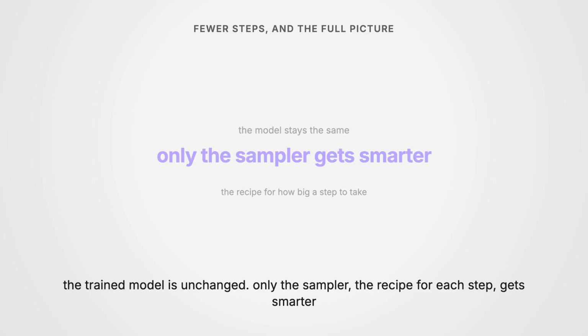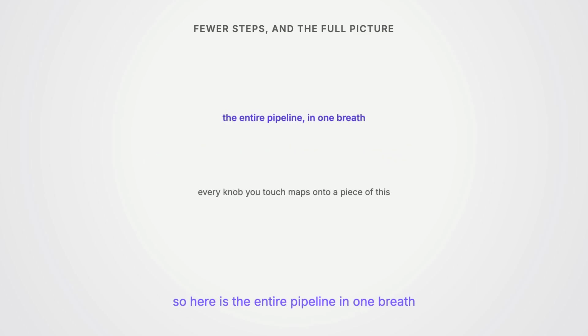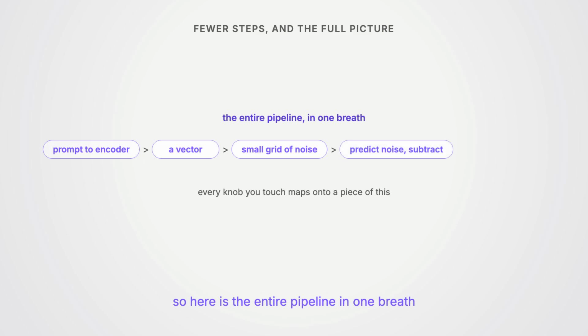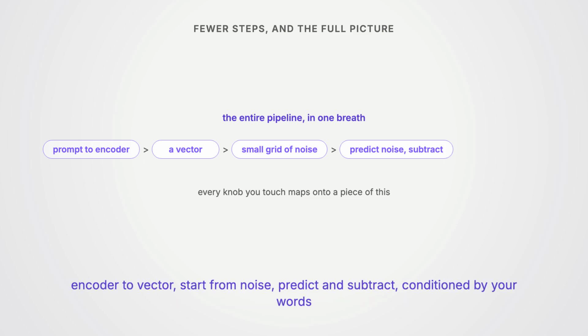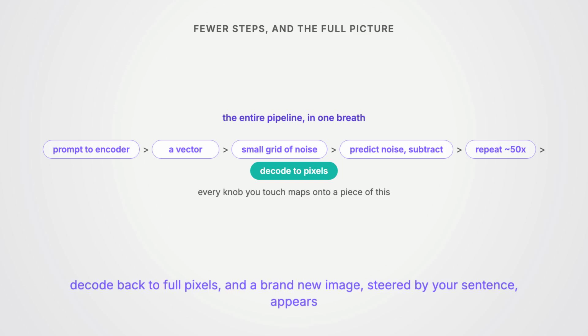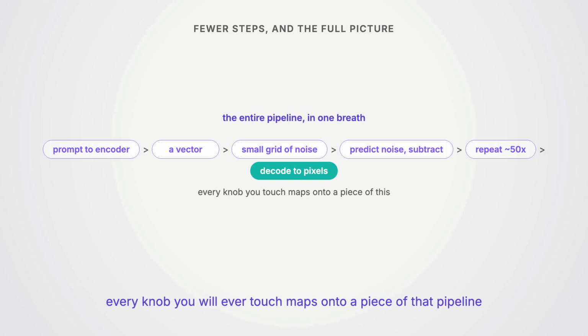So here is the entire pipeline in one breath. Your prompt goes into a text encoder, becoming a vector. You start from a small grid of random noise. The denoising network predicts the noise at this step, conditioned on your words through cross-attention, sharpened by guidance. A slice of noise is subtracted. Repeat that around 50 times. A decoder expands the clean little grid back into full-resolution pixels, and a brand new image steered by your sentence appears. Every knob you will ever touch in one of these tools maps onto a piece of that pipeline.